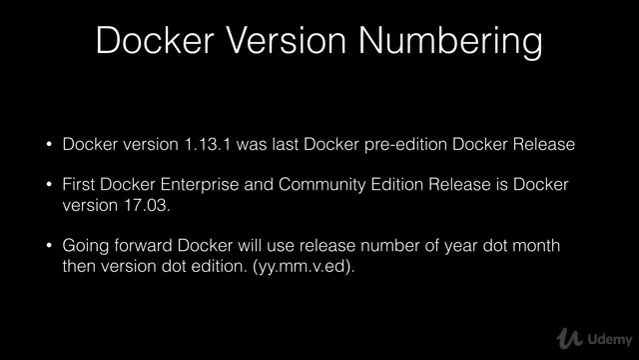And with this announcement, there's a change in how Docker is doing their release numbering, or version numbering. The last release of just regular old Docker was 1.13.1. And the first release of Docker Enterprise and Docker Community Edition is 17.03. And this is a change in how Docker is doing their version numbering. So they're going to year, month, the version, and edition.